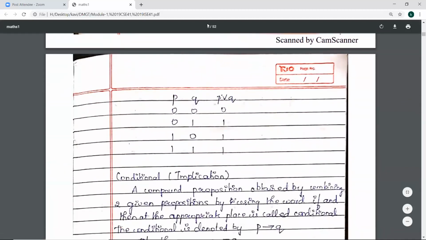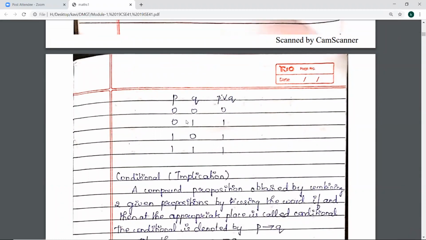This is the truth table for the logical connective disjunction, P or Q. So these are the possible assignments of truth values for P and Q. The rule for P or Q is whenever P and Q both are false, so here false, then P or Q is false. Then in all the other cases it is 1.